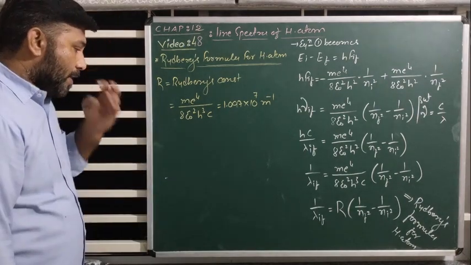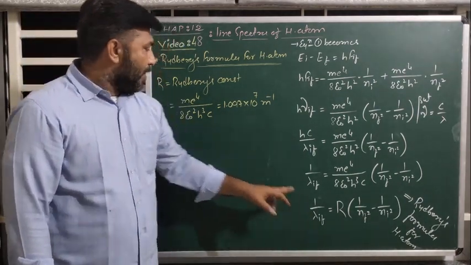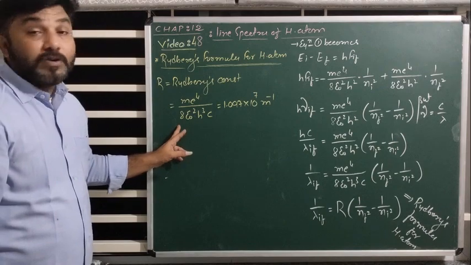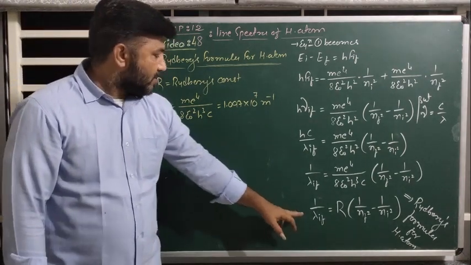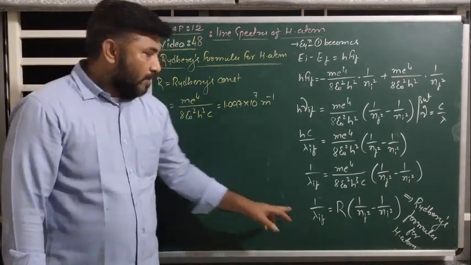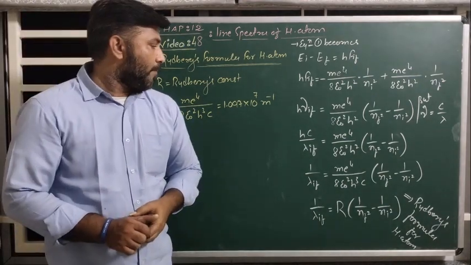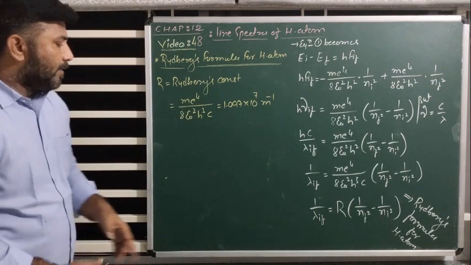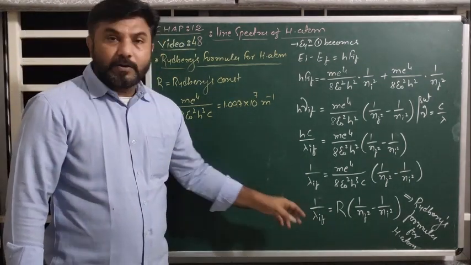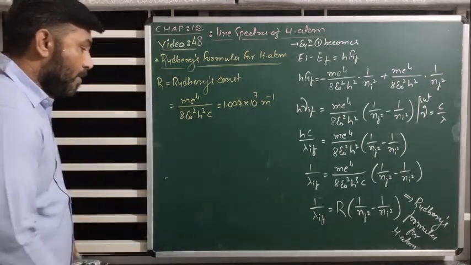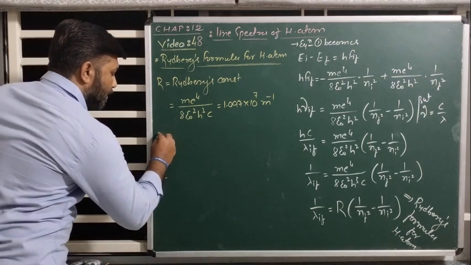429. Okay, so after this you have to define this Rydberg constant. After this, it is Rydberg's formula, but you have to write about what R is. And this equation is very similar to the Balmer series. Okay, what was the Balmer series?